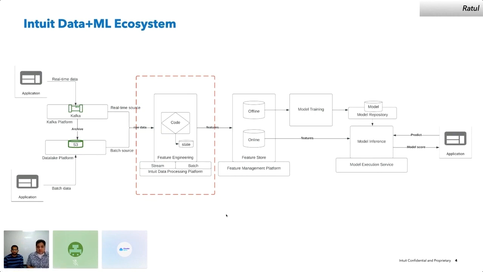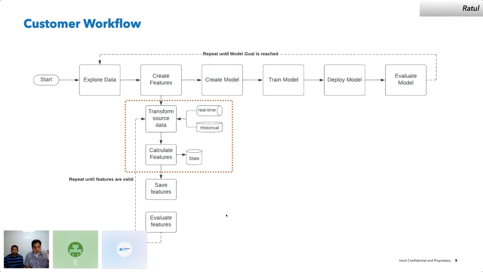Okay. Now on the next slide, this is the Intuit ML ecosystem. On the next slide, I will talk about the customer flow, the customer journey in terms of model evolution and feature evolution, okay? So if you see the top horizontal line, that is the line of how you evolve the model, right? So you start with exploring data, then you create the feature, then you create the model, train the model, what I showed in the previous slide, deploy the model, evaluate the model.